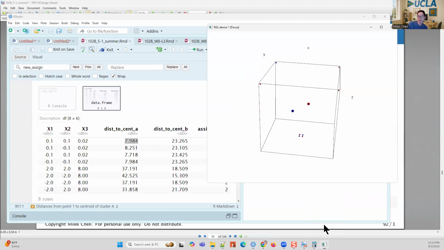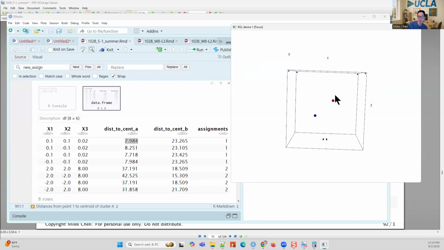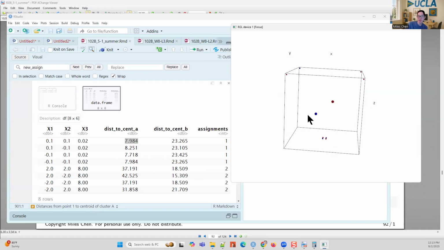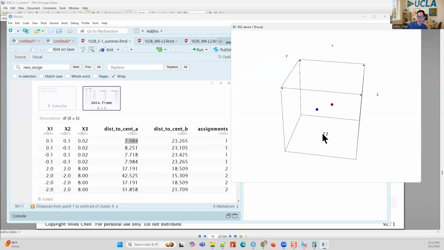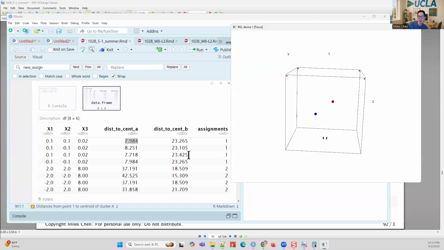Versus what is the square distance to centroid B? All right, so looking at point 1 to the red one. Okay, so this square distance is 7.984, and the distance to this point is going to be 23.26. And we do the same thing for all of these points. The distance to this centroid down here is on the order of around 8. So the distance from here to here is 7.98, 8.25, 7.7, 7.98. Okay. And what's the distance from all of these points to here? They're all on the order of 23. Okay. 23.2, 23.1, 23.46.